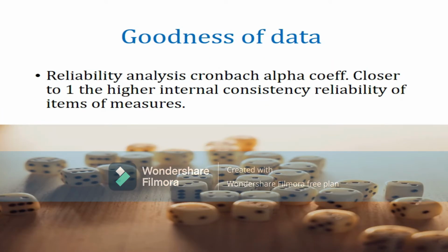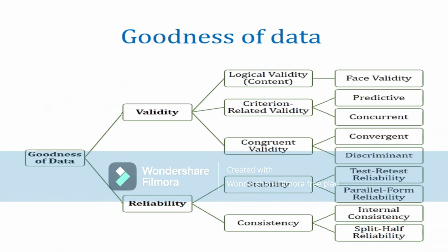Goodness of data is reliability analysis, Cronbach's alpha coefficient closer to 1. As you know, the higher the internal consistency, the higher the reliability of the items of the measures. Basically, goodness of data is checked. The main check in goodness of data means that the researchers check the reliability and the validity of our data regarding our variables. This is the overview of the goodness of data. There is a complete process of the goodness of data.